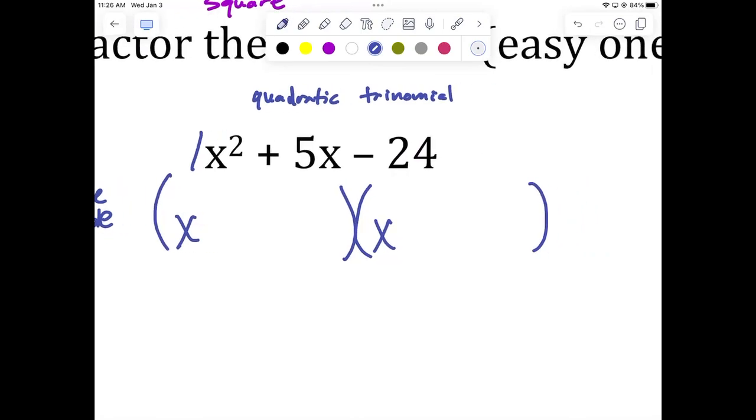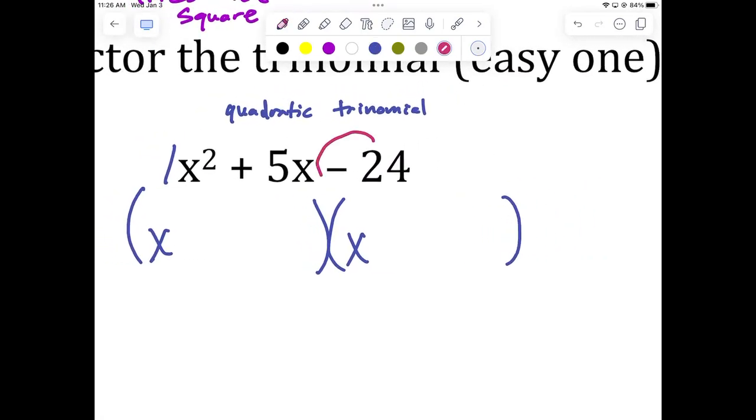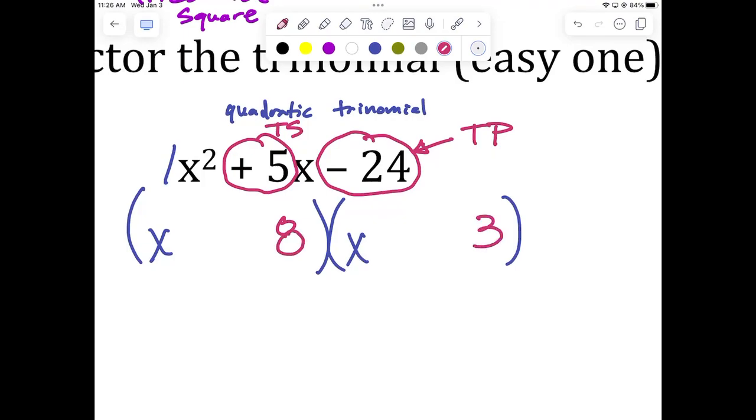And then remember how we figure out the rest of it? This is your target product, your TP, and positive 5 is your target sum. You want to find factors of your product that add up to your sum. What are some factors of negative 24? Do any of them add up to positive 5? 8 and 3. Very good. Does it matter which one's positive and which one's negative? Yeah, which one has to be positive? The 8, because your sum is positive, your larger of the two products has to be positive. And then this one's negative.